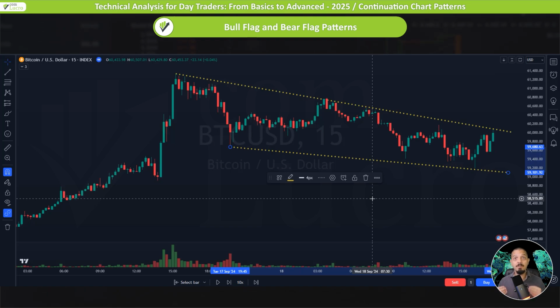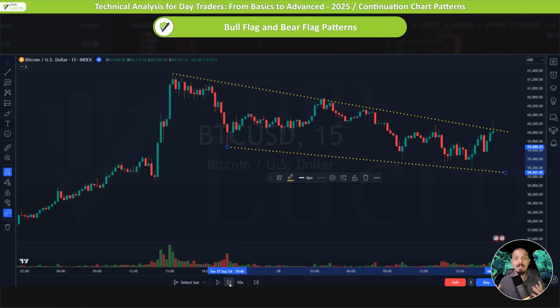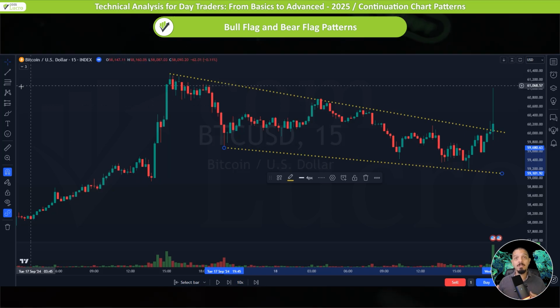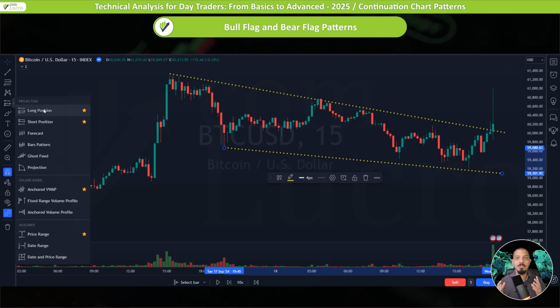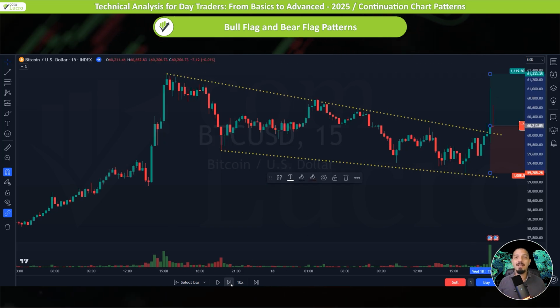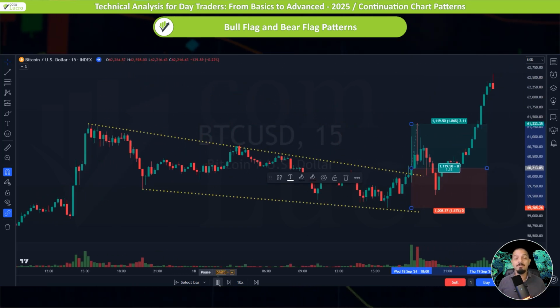However, this phase is merely a pause in the trend, and it's essential to watch for the breakout. Now, as the price approaches the upper boundary of the flag, watch closely. Once it breaks through this resistance, we have clear confirmation of the bull flag pattern, signaling the continuation of the uptrend. Traders often use this moment to enter positions, taking advantage of the resumed upward momentum.